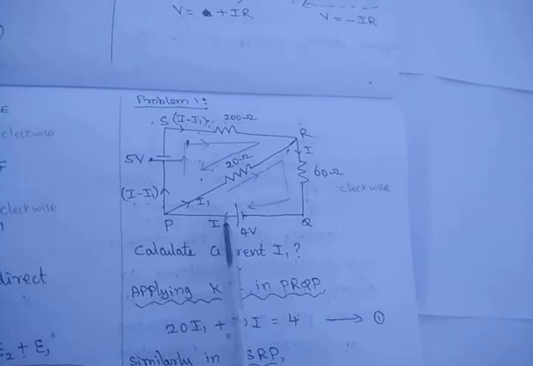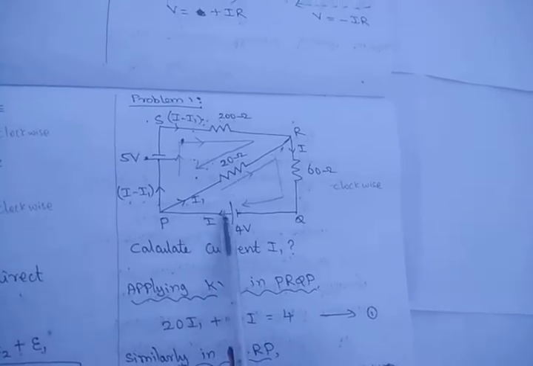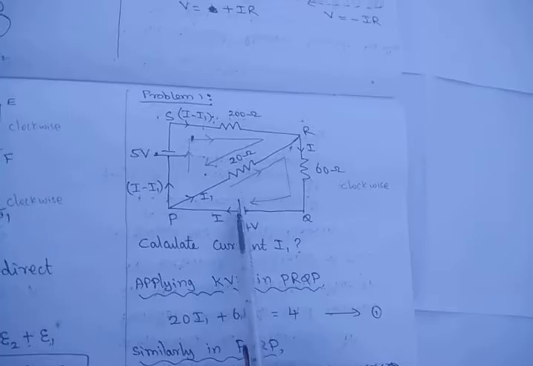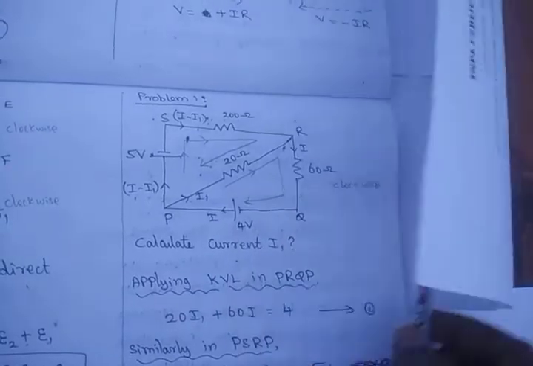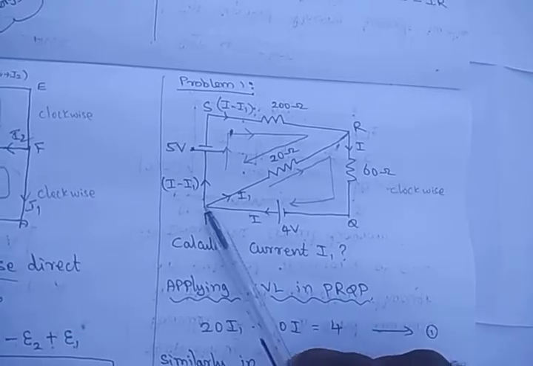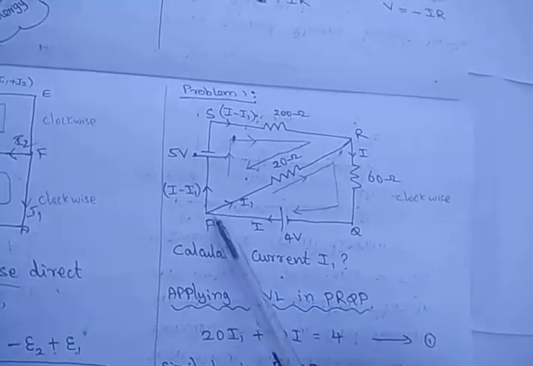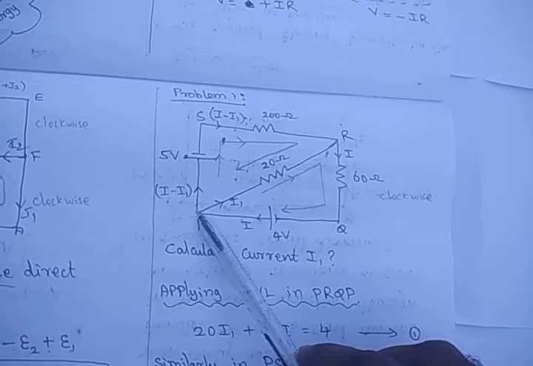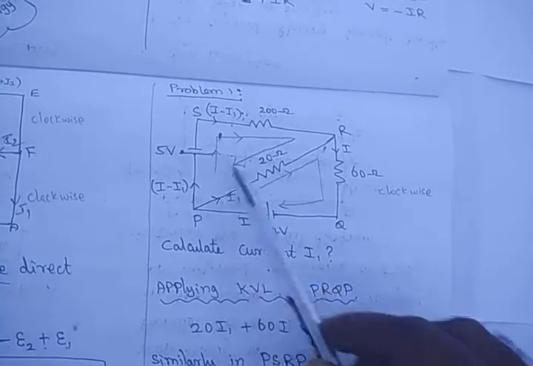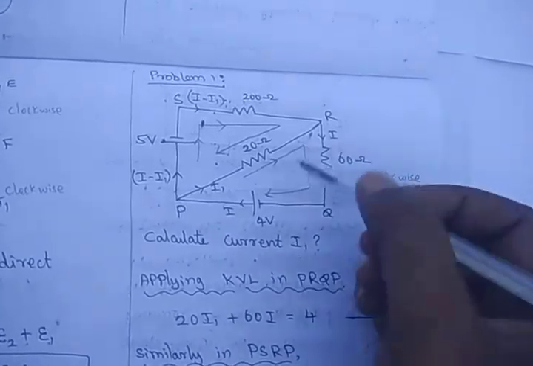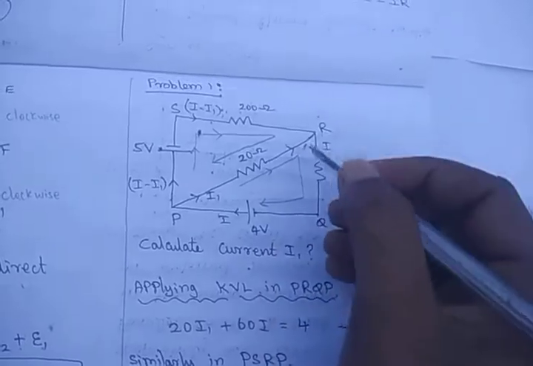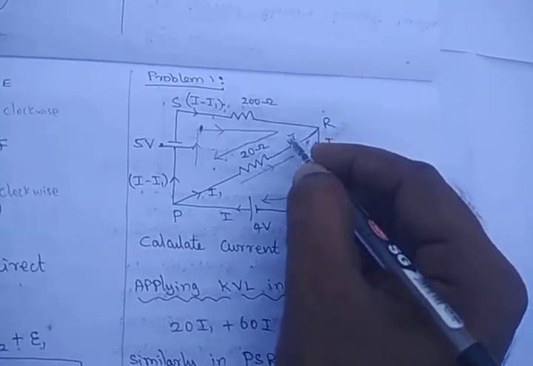How can we find the direction of the current? The current will flow only from positive to negative. So this is the positive terminal of the 4-volt battery. The current I comes here. At this junction the current will be split into two. Here is the I1 current. The remaining current I minus I1 goes here. So the I1 current comes here through the 20 ohm resistor. This is the current I1.